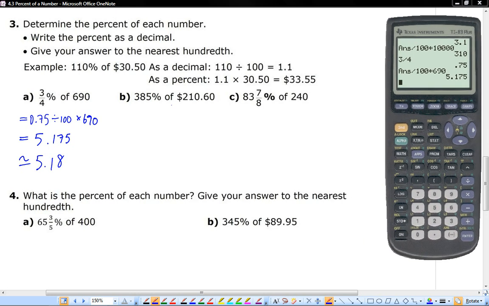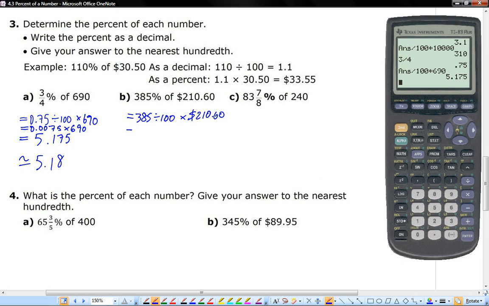Next one we have here, 385% of $210.60. So to write it as a decimal, you take the 385 and you divide it by 100. And then you multiply it by $210.60. I guess I didn't do that in part A. I should mention that when we divide it by 100, we get 0.0075, and that's what we're multiplying by 690.